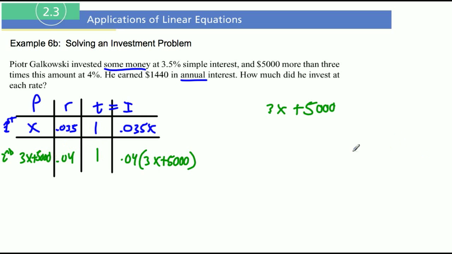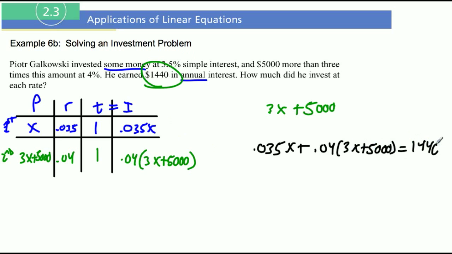Okay. So same thing like we did on the last problem. We're going to take the first interest and add that to the second interest, and that's all going to equal 1440, because that's what it says for the total annual interest earned. So let's go ahead and set up that equation. 0.035x plus, now this whole guy, 0.04 times 3x plus 5,000. And that equals our total, which is 1440. Alright, let's go ahead and solve this for x.